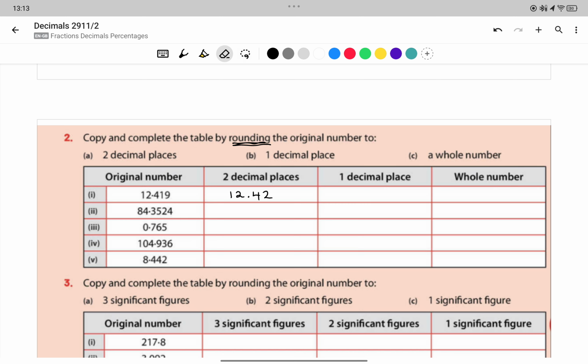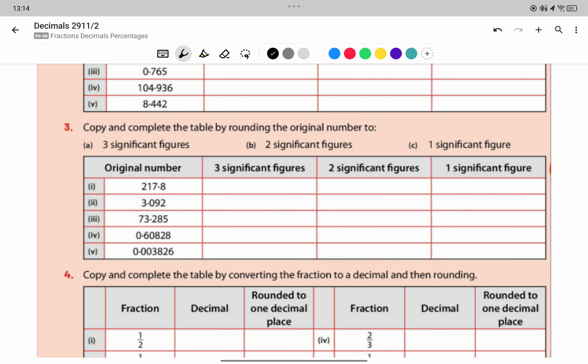Then the next one, it's going to look at 1 decimal place. You want to keep that. Look at the 1. Is it 5 or more? No. So you just get 12.4. And then rounding to the nearest whole number, you look at the first decimal place. Is it 5 or more? It's not for us here in this question. So the nearest whole number is 12. You could put in 12.0. It's the same thing. 12 is fine as well. Then you can finish that off.